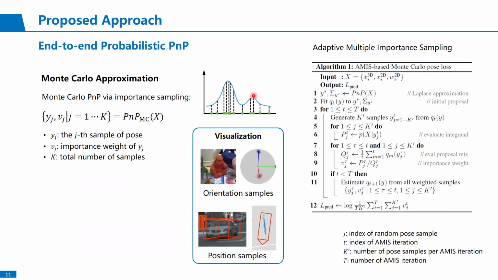Therefore, we resort to Monte Carlo methods and adopt the adaptive multiple importance sampling algorithm to draw weighted samples from the distribution, so that the second term of the derived loss is approximated by the importance weights.